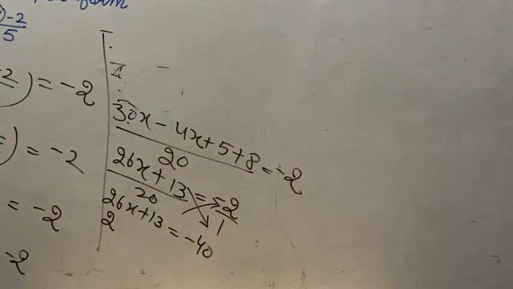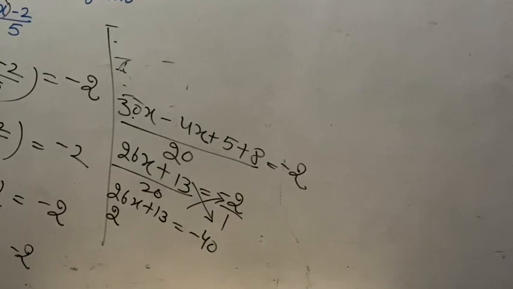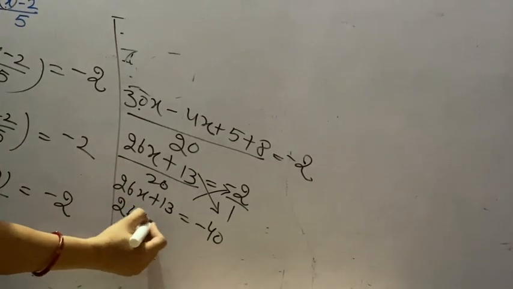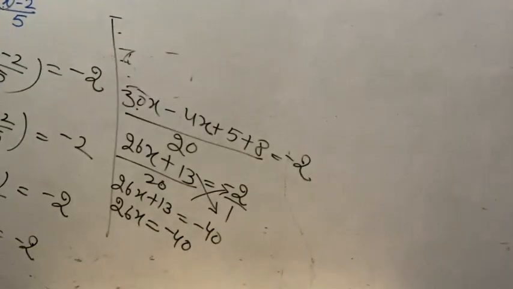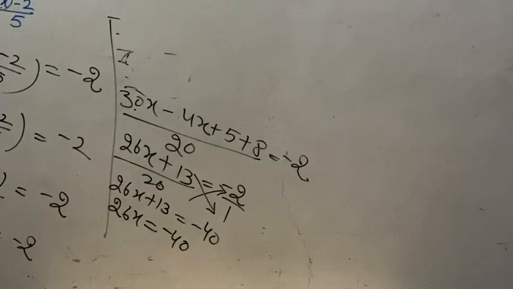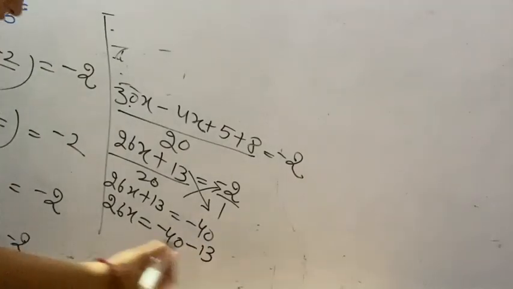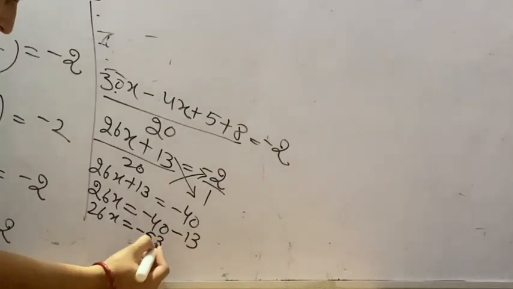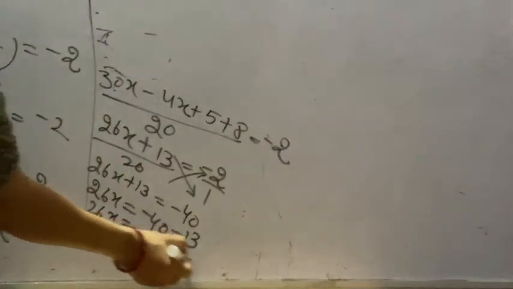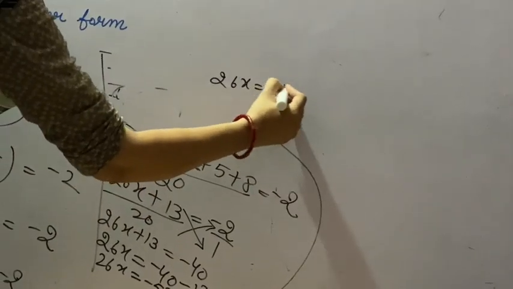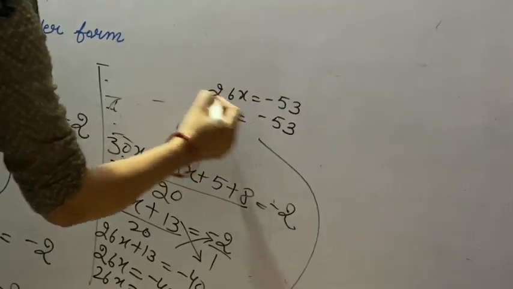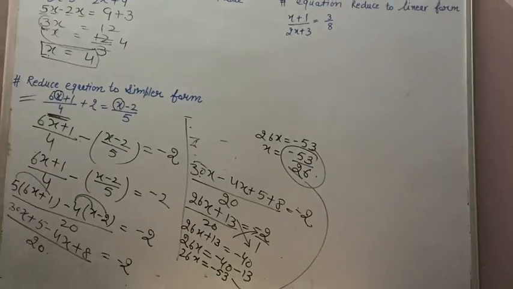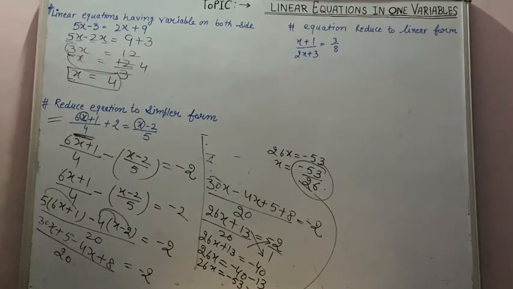Now we will solve this equation for x. What will we do? We take variable on the left hand side and constant on the right hand side. That means 26x is equal to minus 40 and plus 13. When we take plus 13 on the right hand side, sign will be changed, that means minus 13. 26x is equal to minus 40 minus 13, which is equal to minus 53, and x is equal to minus 53 by 26, taking the multiplier to the divisor side. This is our answer. In this way, we can solve the equation by reducing the equation to the simpler form.